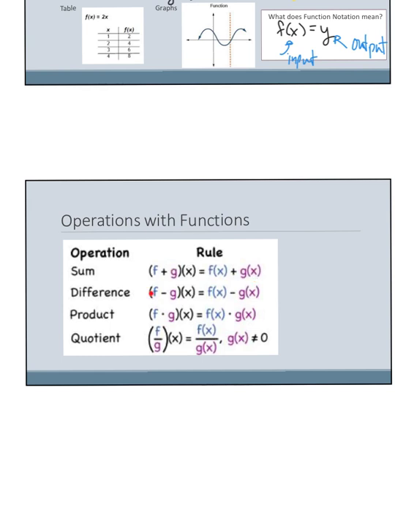Same thing with difference. You're going to subtract. f minus g could be f of x minus g of x. If you have a closed circle, it means multiplication. So f times g of x means the f function times the g function. If we have a fraction, it means division: the f function divided by the g function. The only problem is, remember that the denominator in the fraction cannot equal 0. So we're going to have what are called restrictions. We're going to look at that denominator and determine what would make it 0, and that's going to restrict our domain because x, our input, is our domain.